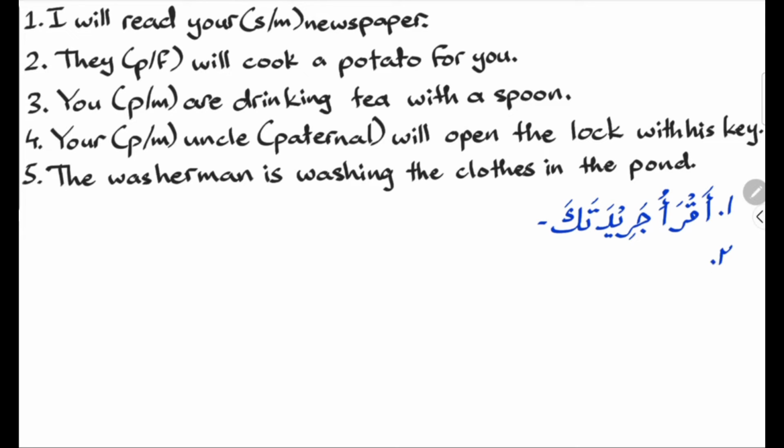Number 2 is they, plural female, will cook a potato for you. Here the fi'l is cook, which is طبخ in Arabic, and you want to bring طبخ on the wazn of they, plural female, will do, which is جمع مؤنث غائب. جمع مؤنث غائب is يفعلن. So طبخ and the wazn of يفعلن is يطبخن. So now يطبخن comprises of the fi'l and the maf'ul both.